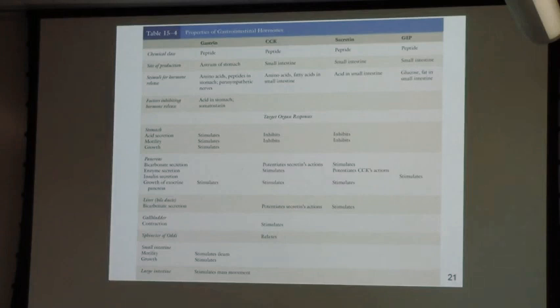So this slide is from your textbook, and it breaks it down by hormone. Here are the hormones that we have talked about so far. We haven't talked about CCK and we haven't talked about secretin. We will when we get to the pancreas. But let's just look at what gastrin does. Gastrin is a peptide hormone secreted by the endocrine cells of the stomach.